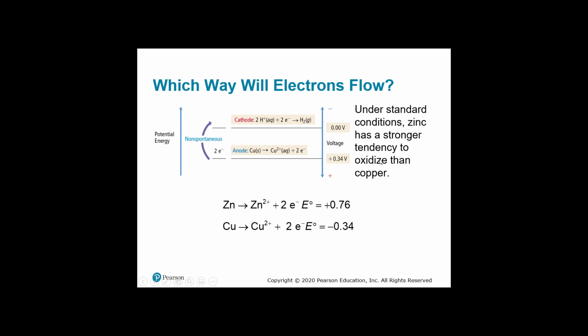Why? Because the value with it is a negative 0.76, while copper is actually a plus 0.34. So if you look at these values, this is actually a higher value than the 0, and it's an anode. So this is going to be non-spontaneous because it is not going to be oxidized as easily as zinc. It's not going to give up those electrons as easily as zinc would. It's got a more positive voltage than the cathode. So the electrons are not going to spontaneously flow from the anode to the cathode.